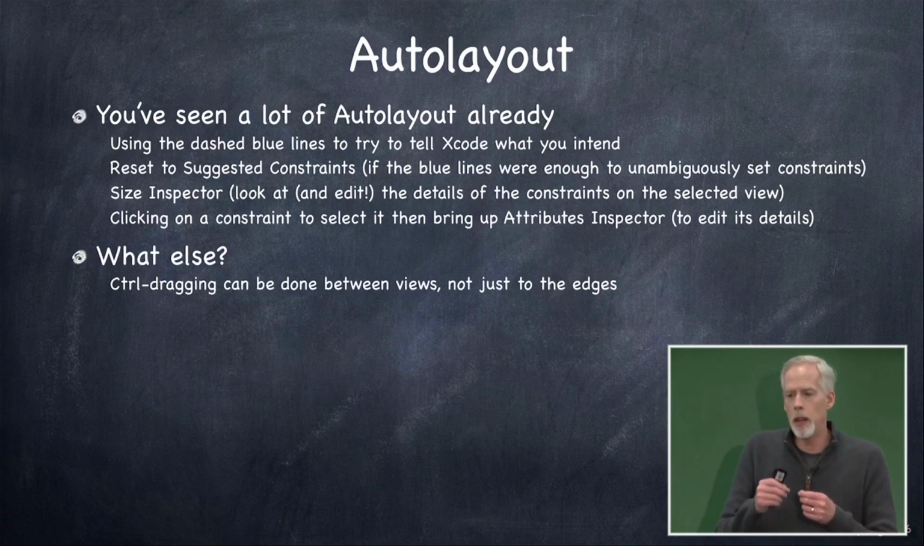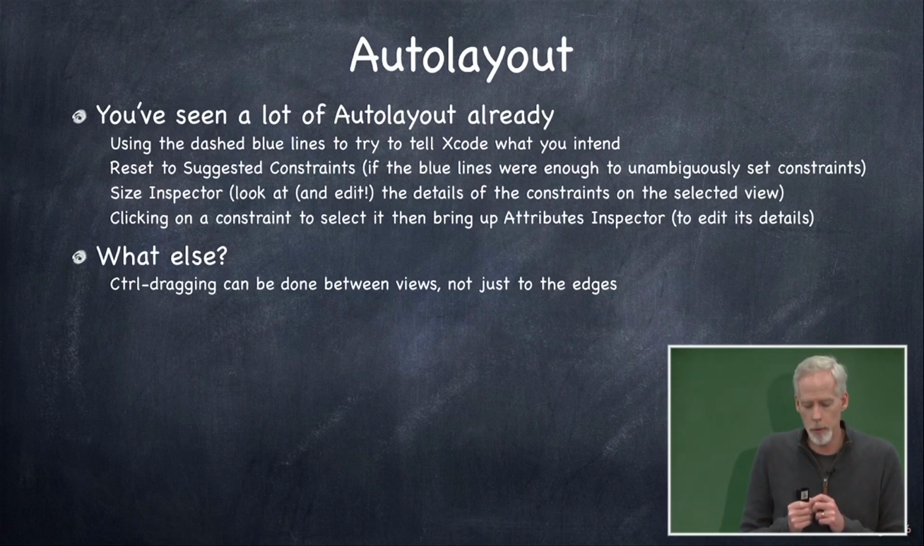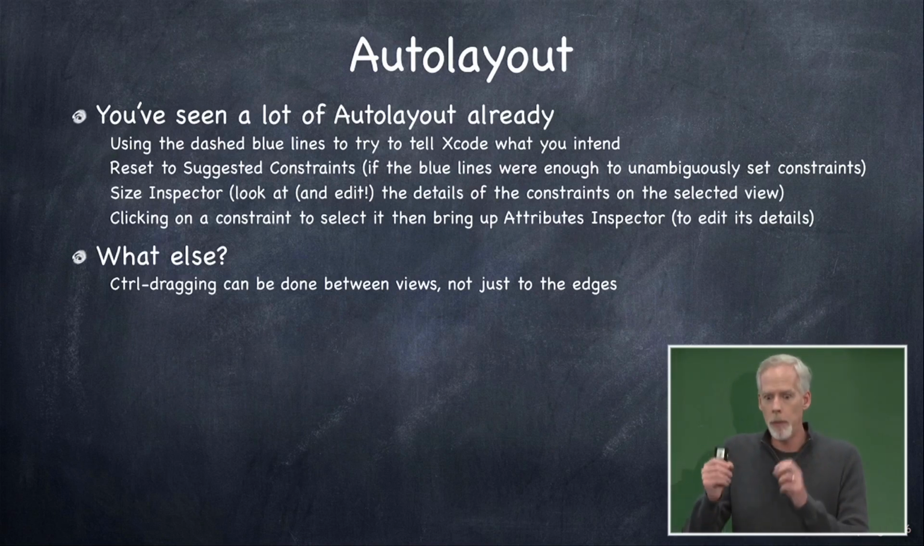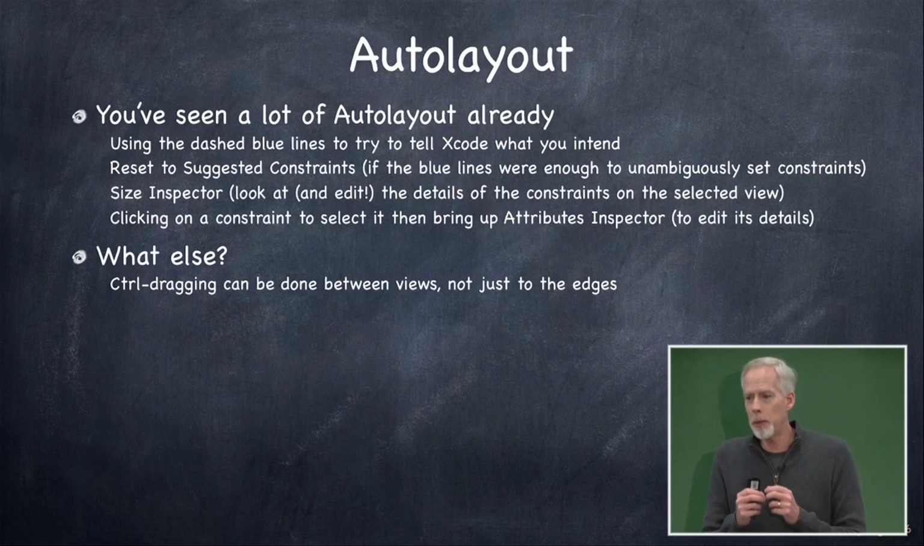Now we know that another way we can set constraints is to control drag, like we control drag to the edge and say, make it be a certain distance from this edge. Okay, we saw that quite a bit. That control dragging can also be done between views. So you can control drag between two views and then say, make these two be the same width. Okay, things like that. And we'll see a little bit of that today in the demo. So that control dragging is probably the number one way you do auto layout.